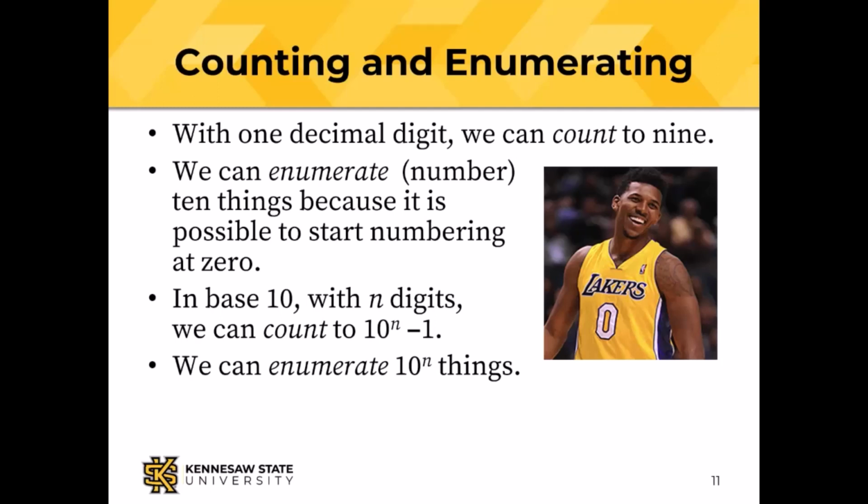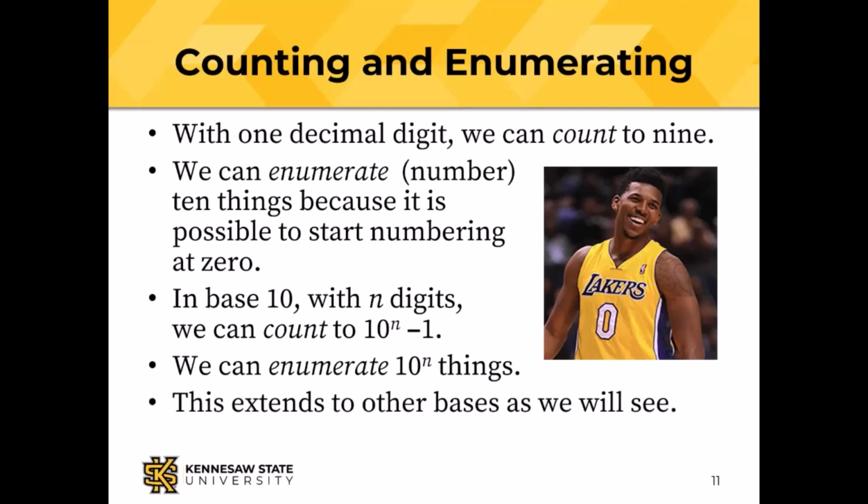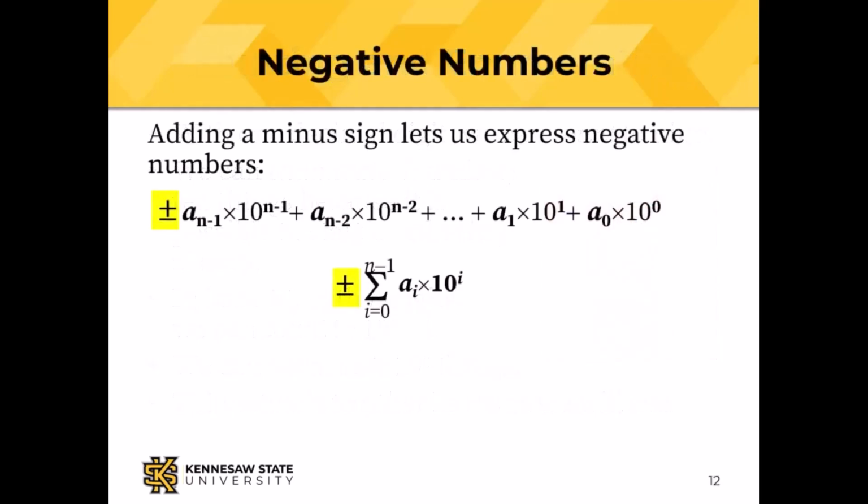This is going to be important when we start addressing memory and have a memory location 0, or addressing disks and have a disk track 0, block 0. So I want to get it familiar and comfortable now, so when we start using it, I don't get the, huh? What are you talking about? The same thing is true of numbers in other bases. I can count to, in this case, 10 to the n minus 1. I can enumerate 10 to the nth power things.